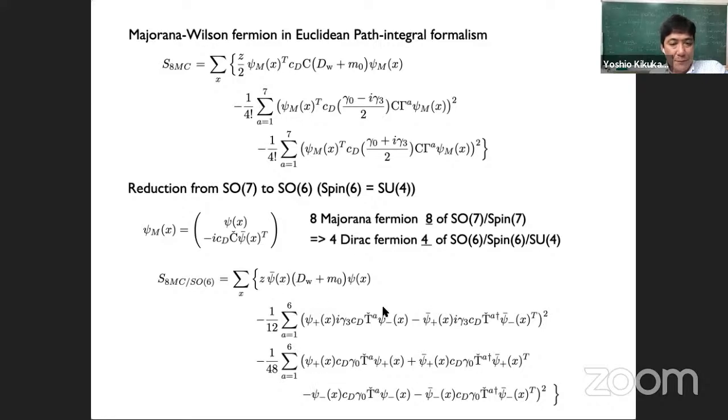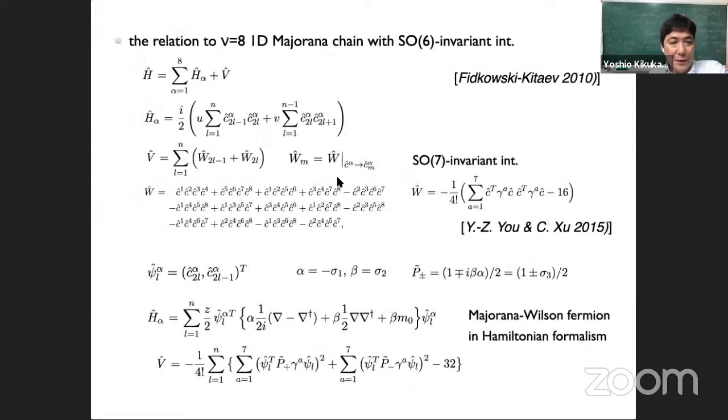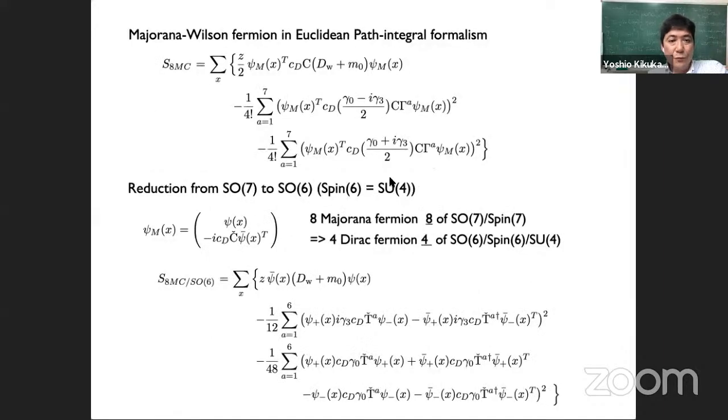Here, Psi and Psi bar are Dirac fermions. Using this relation, we can write the reduced SO(6) interaction in terms of the four Dirac fermions like this. And here we have a chiral structure in this way. Since the original theory is defined in the Hamiltonian formalism, if you translate the four-fermion interaction straightforwardly, it breaks the covariance in the two-dimensional Euclidean space. The term which involves the gamma zero factor breaks the covariance. So we drop this term to obtain the covariant interactions. And then we get this term.